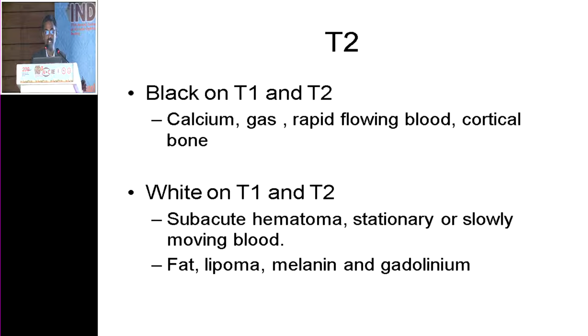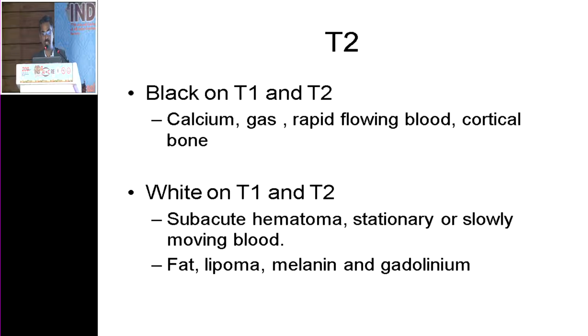So pathology: what is black and white on T1 and T2? Black on both T1 and T2 will be calcium, gas, rapid flowing blood, and cortical bone. Calcium lacking significant water has less amount of hydrogen atoms, so it appears black, and similarly cortical bone and rapidly flowing blood. There is not enough time for the protons to give back the signals, and it rapidly flows away, so the MRI cannot pick up the signals. So a rapidly flowing blood will show black on T1 and T2.